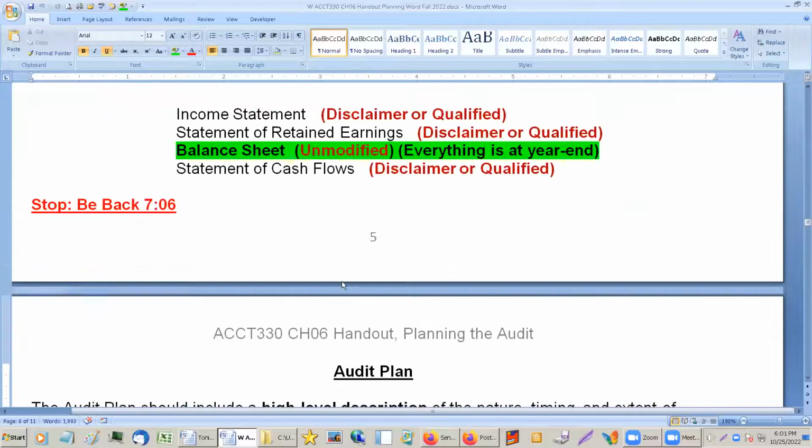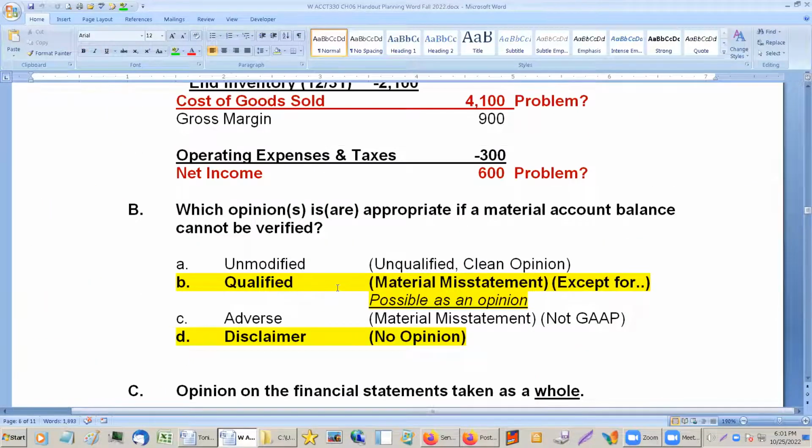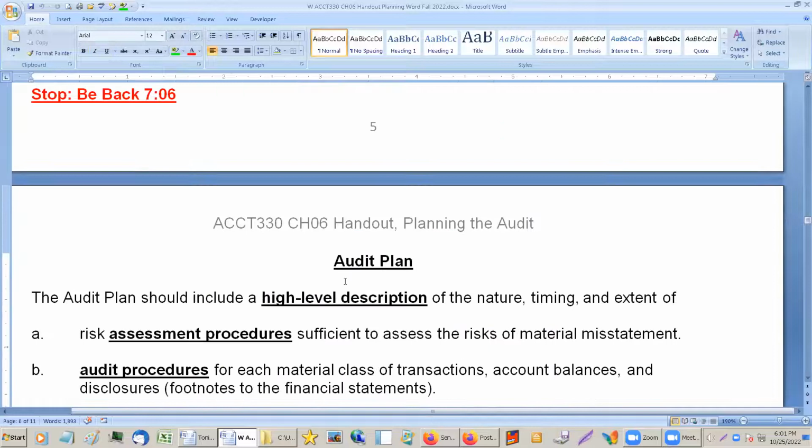Okay, less talking. Let's go ahead and jump in here. I think we're up to the audit plan.